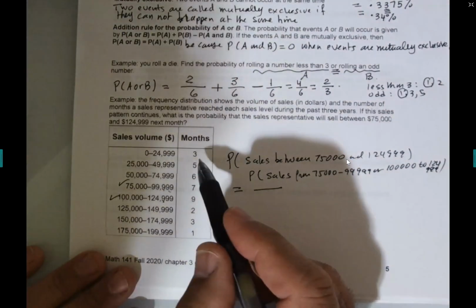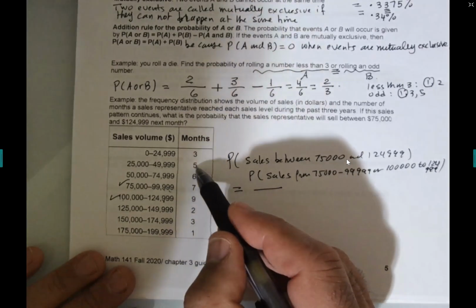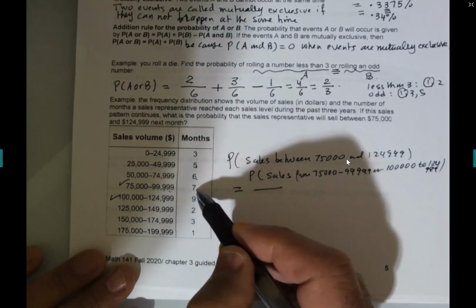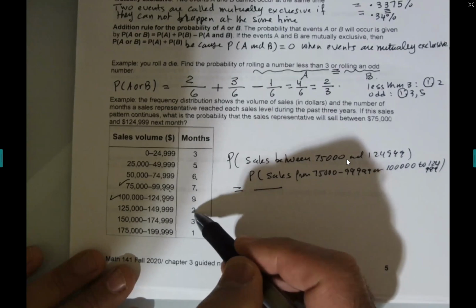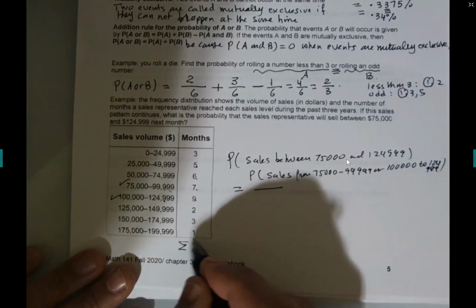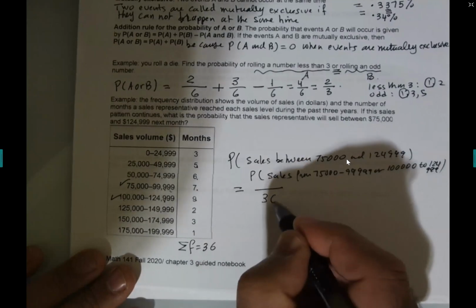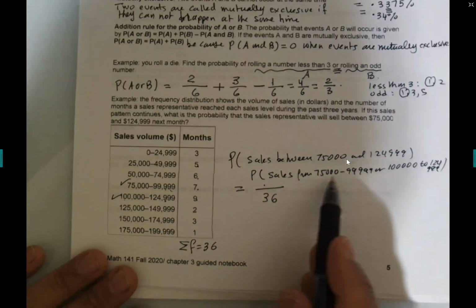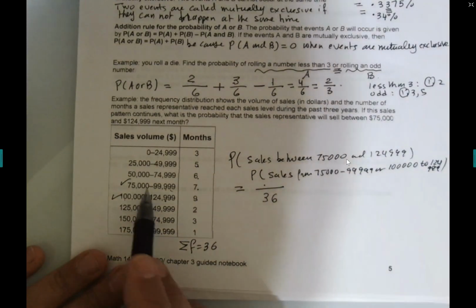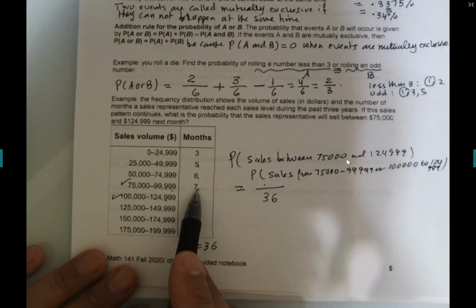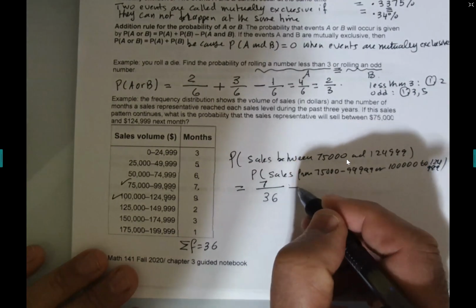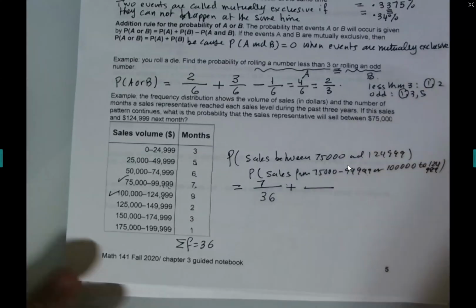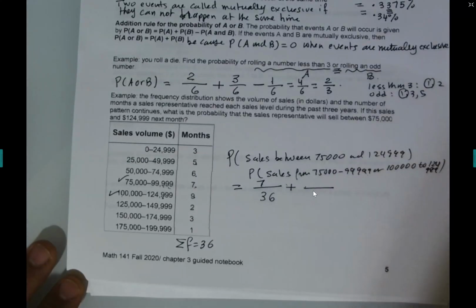Adding together, you already mentioned how many months, 36. Let's add them: 8, 6, 14, and 7, 21, 30, 32, 36. So that's 36, the denominator. And what goes in your numerator here? We want sales from 75,000 to 99,999. It will be 7 plus, what would it be for 100,000 to 124,999? 9.